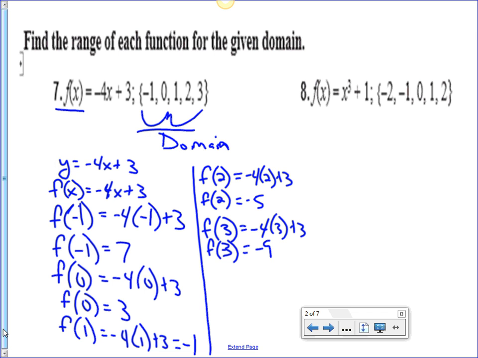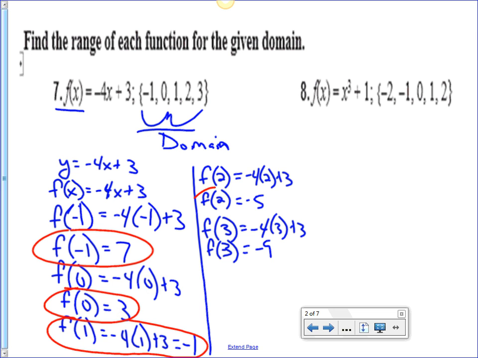So here are the numbers that we are looking for. Function value at negative 1 is 7. Function value at 0 is 3. Function value at 1 is negative 1. Function value at 2 is negative 5. And the function value at 3 is negative 9.